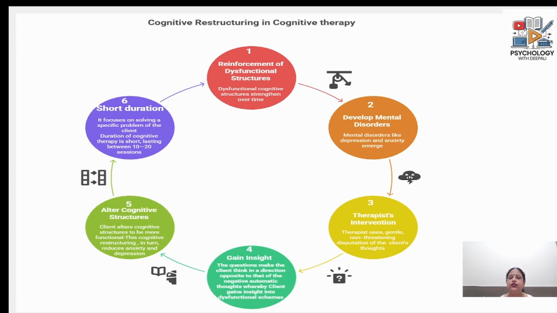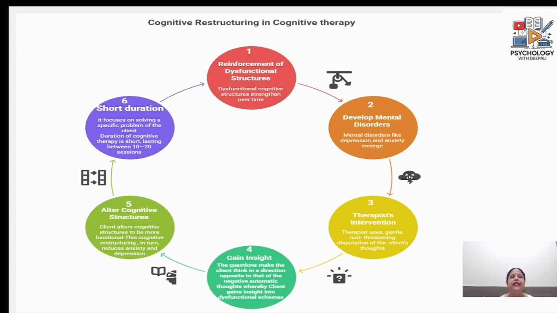Therefore, what the therapist is going to do, the therapist will use gentle or non threatening kind of disputation to dispute or to challenge the thought processes of the person. So, the questions will make the client think in a direction which is opposite to that of his usual pattern of thinking. So if he is having negative automatic thoughts, the client will start thinking about thoughts in a different way, which is opposite to the negative automatic thoughts which he was having.